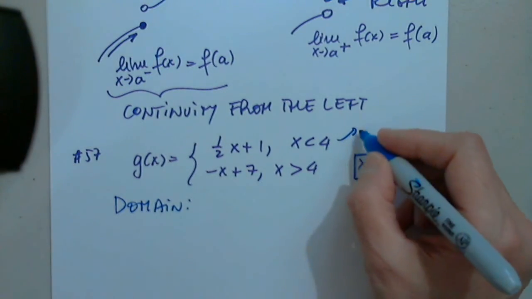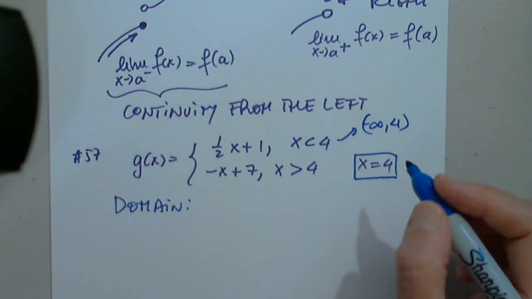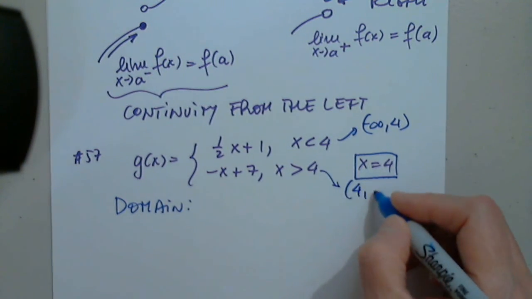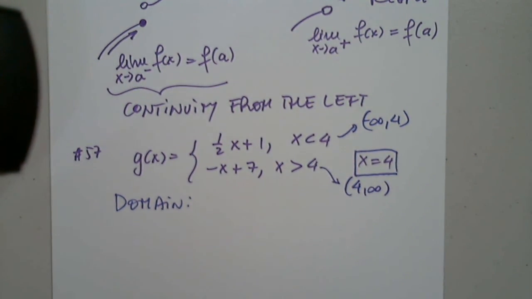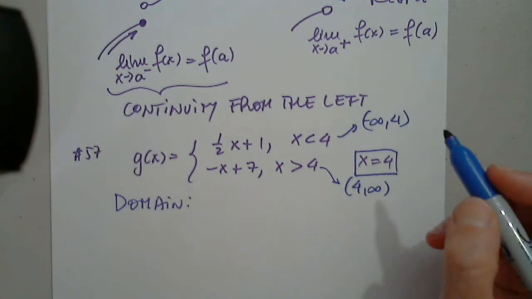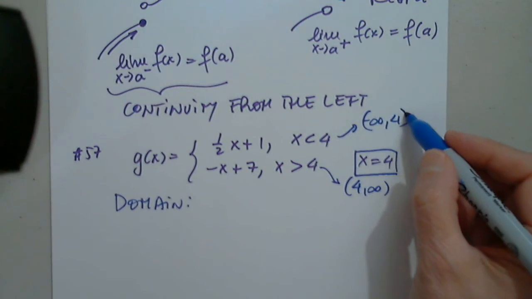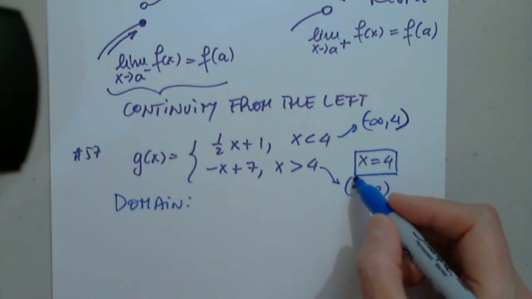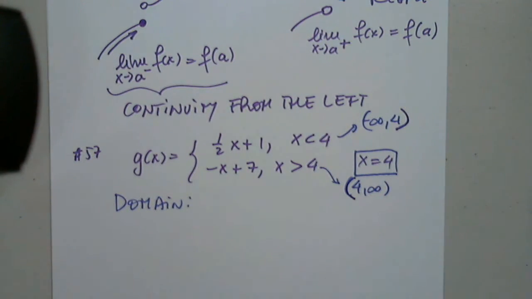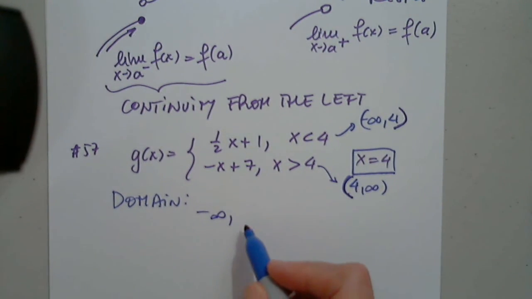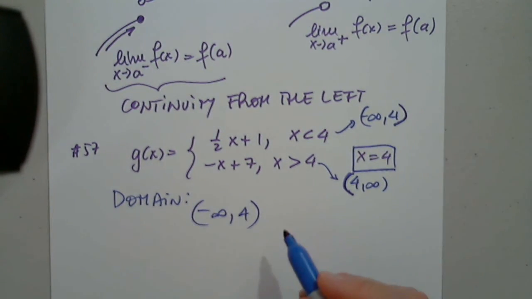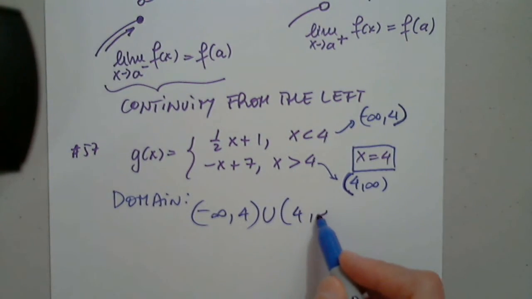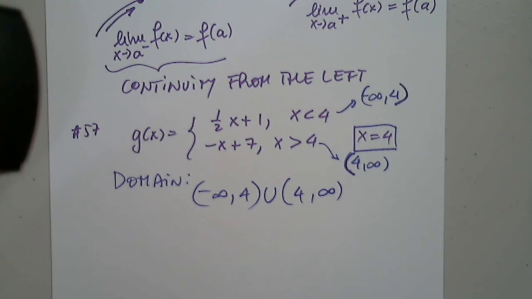So we know that this is negative infinity to 4. We know that this is 4 to infinity. Can anyone give us the domain? All real numbers. This is a parenthesis. This is a parenthesis. Negative infinity to 4, union 4 to infinity. Good, excellent. So then what do we conclude?